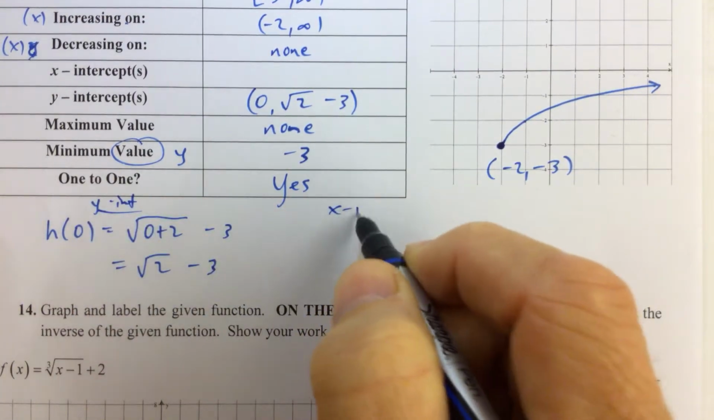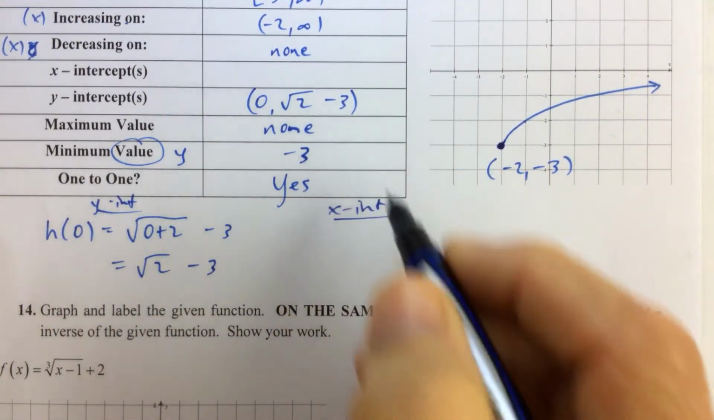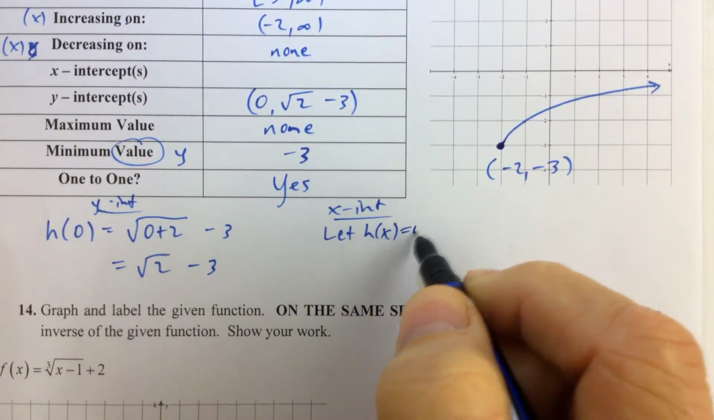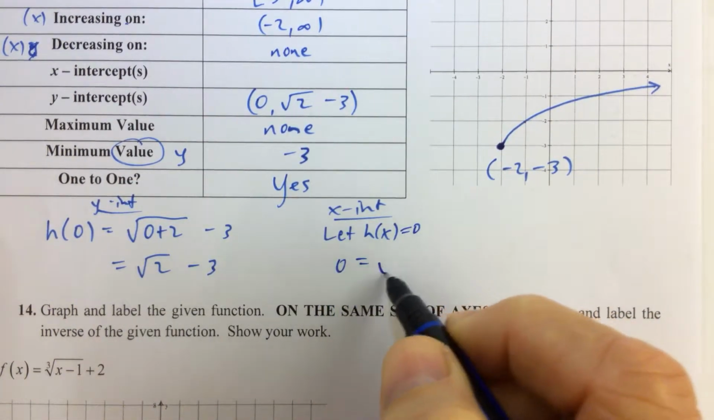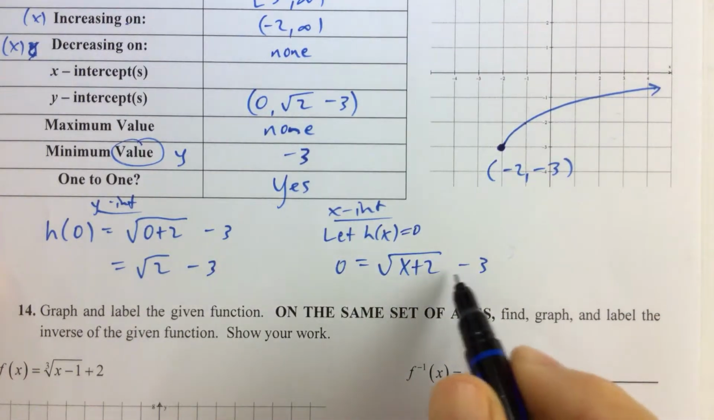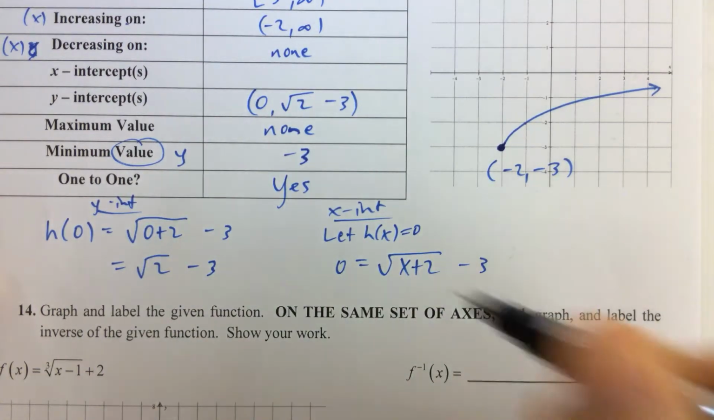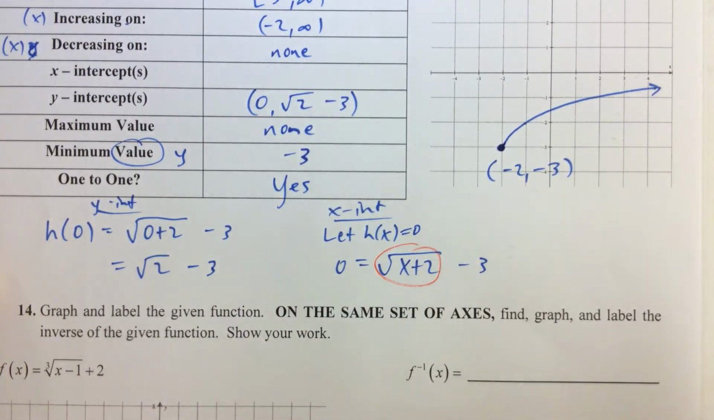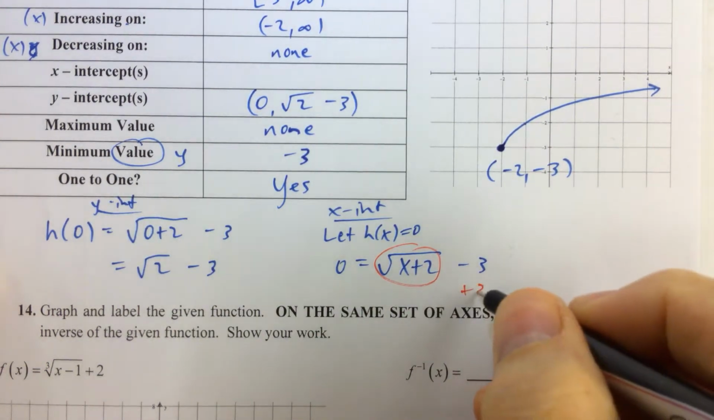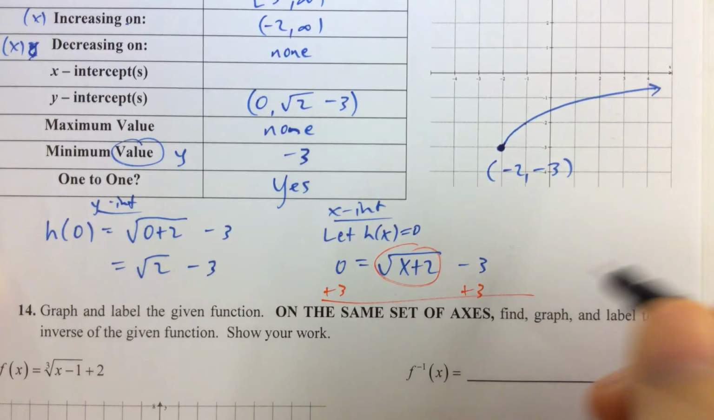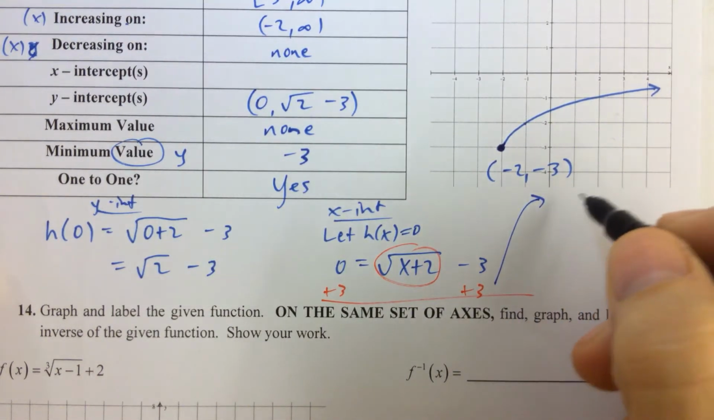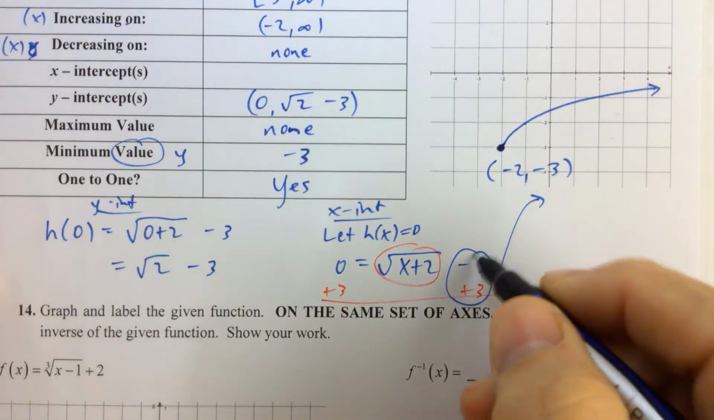Finally, for the x-intercept, we want to set this function equal to 0. Let h of x equal 0. So if h of x is equal to 0, we have 0 equals the square root of x plus 2, all minus 3. We've been solving these, so now we should be pretty comfortable doing this. We want to isolate the radical, and by that I mean move any numbers on the same side as the radical to the other side. So we add 3 to both sides because we have a -3 over here.